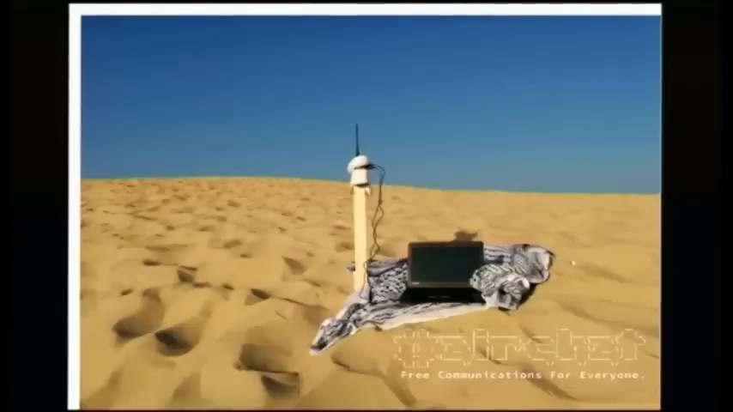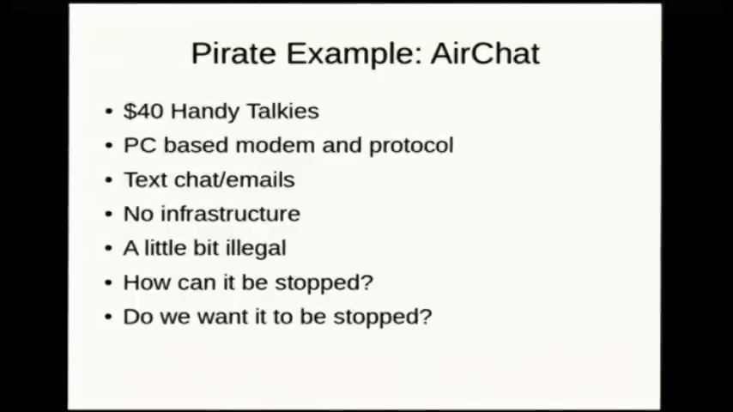The other thing is, if we wanted to stop pirating, can we? It's very hard to detect, especially if they're not monitoring anyone and not doing any harm. One example that came out last year and got me thinking about this was the AirChat system. It uses little commodity walkie-talkies that you can get for $40 or $50, and some laptop software. And it's fast enough to send things like emails and chat data across ranges of tens of kilometres with zero infrastructure. So it does serve quite a purpose.